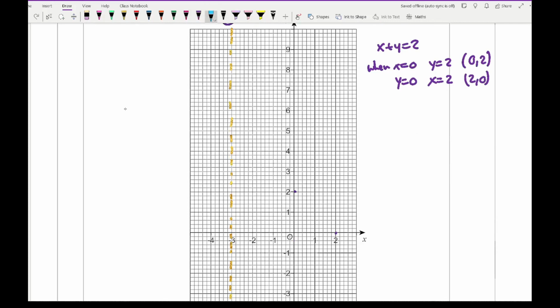So if I just connect these up, and it's a solid line, so let's use a ruler for this. Let me just join them up, and then let's extend that line, like so. And then for the next one, which is y equals a half x, and is it minus 1?